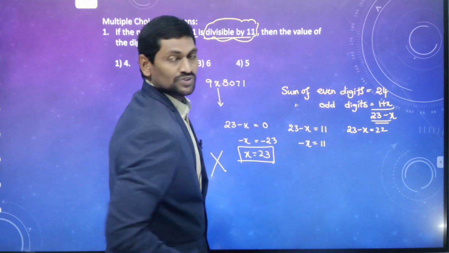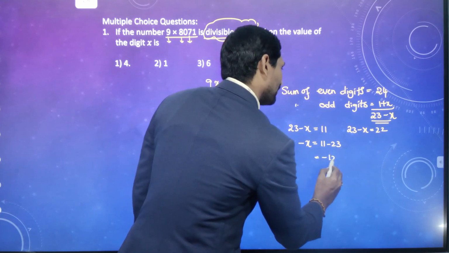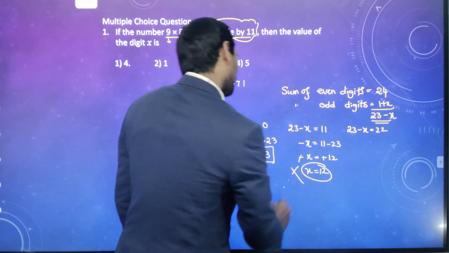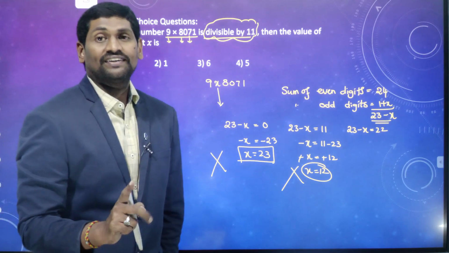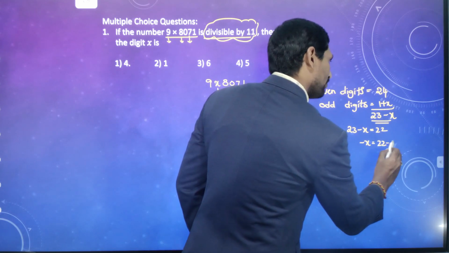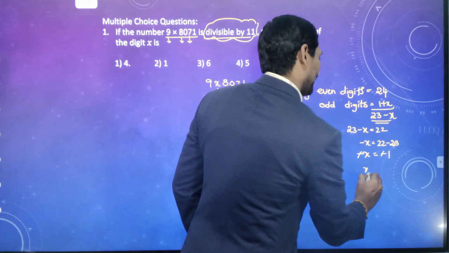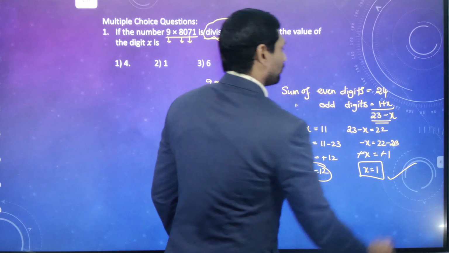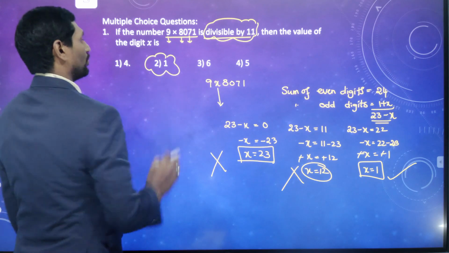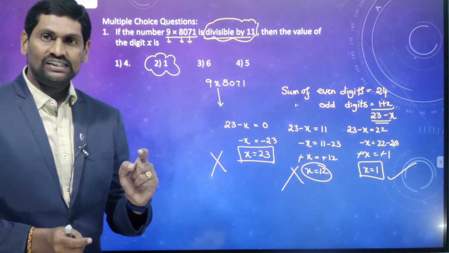Again 23 transposed to the other side becomes minus 23. 11 minus 23 is minus 12. So again the x value is 12, a 2-digit number, which is also not suitable because x must be a single digit number. Next, coming to 22 minus 23, which is minus 1. So the x value is 1. Yes, which is suitable for us. Therefore, the required answer for x is 1. So option 2 is the correct one. Okay, let us move on to the next problem.